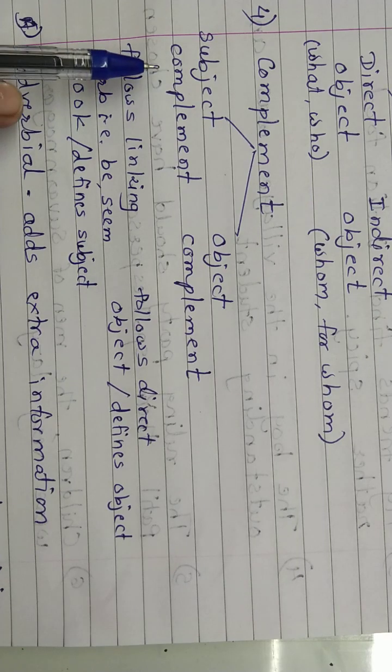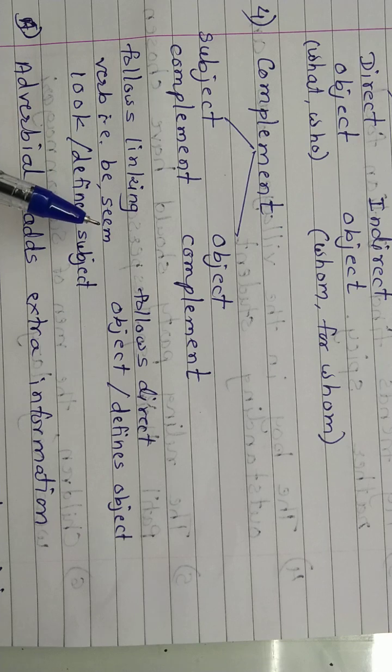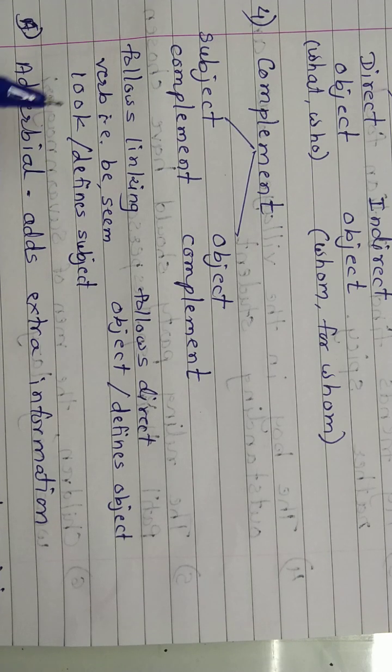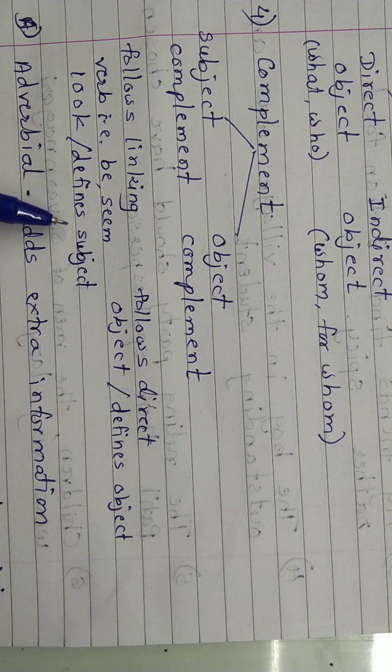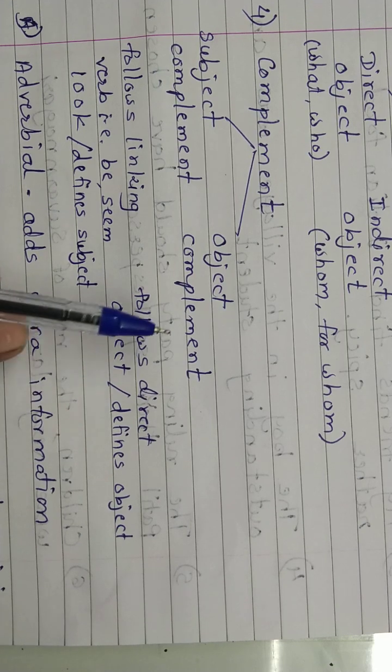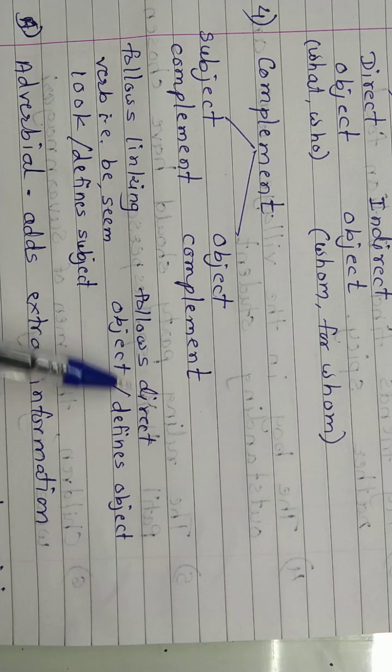Subject complement follows a linking verb like be, seem, look. It defines the subject. It follows verbs like am, is, are, was, were, seem, look, and it gives the definition of the subject. Object complement follows the direct object and defines the object.